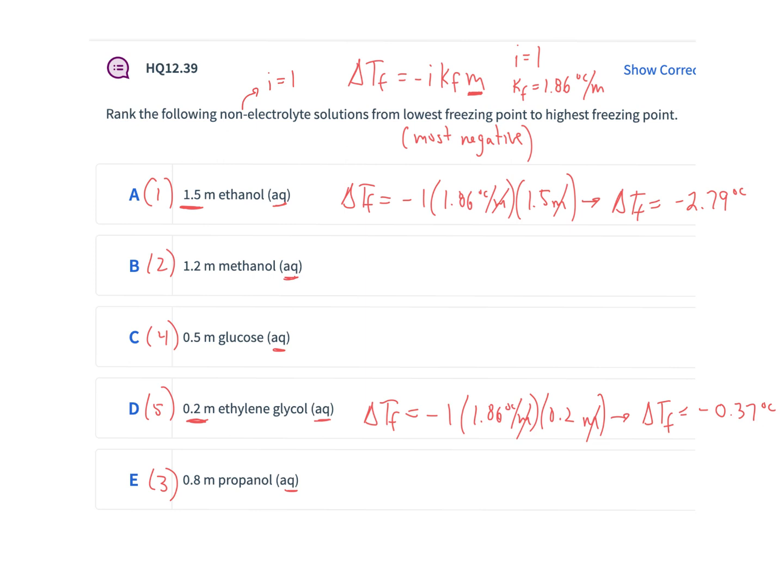The key being they told us in the question that we're non-electrolyte, so we know the van 't Hoff factor for all of these. The next step is just to realize that, because they all have the same van 't Hoff factor, we really only need to focus on the molality of each solution.